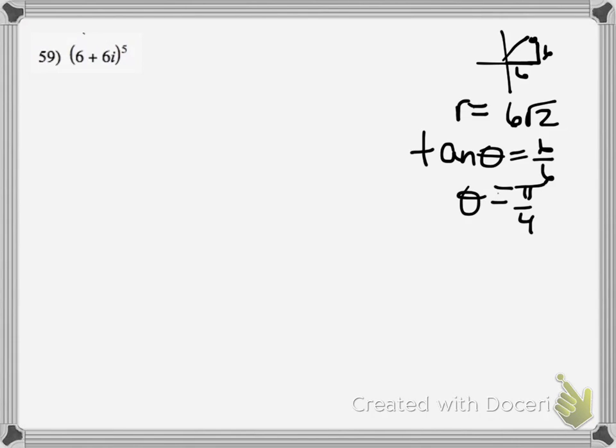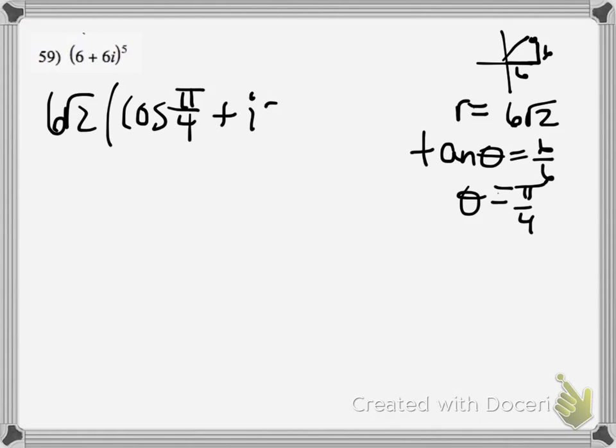So to rewrite this, you are going to write it as 6 radical 2 times the cosine of pi over 4, plus i sine pi over 4. Okay? And what you can do now, because we've written the polar representation, is take that entire thing and raise that to the fifth power.